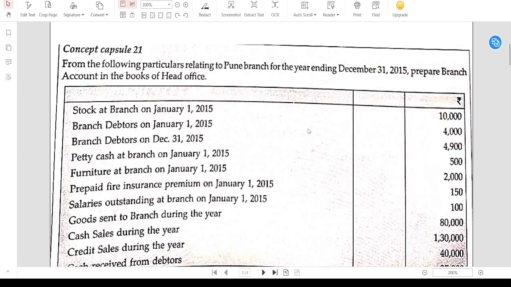Concept capsule 21. Okay, debit, credit.